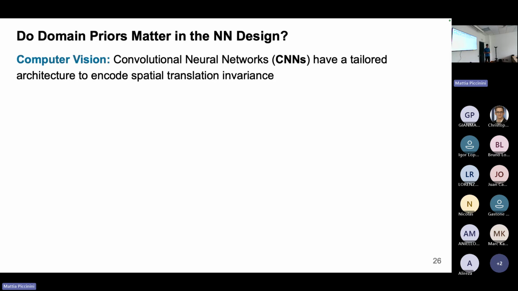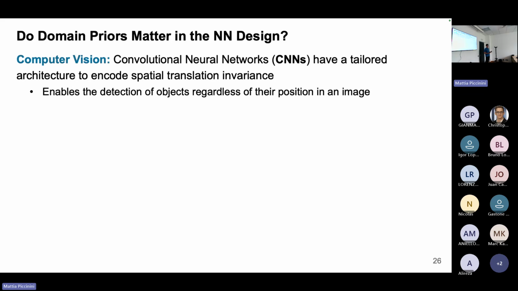Their internal architecture was conceived to encode some domain ideas. In this case, the domain idea was spatial translational invariance. It means that if you have a car or a person in the scene, the network is able to detect it whatever position that object has in the scene. If I have a person in the bottom left corner of the image or in the top right corner, the CNN, because of the way it's conceived, can still detect it quite effectively. This is what we call spatial translational invariance. You can translate the object and you still get the same results.